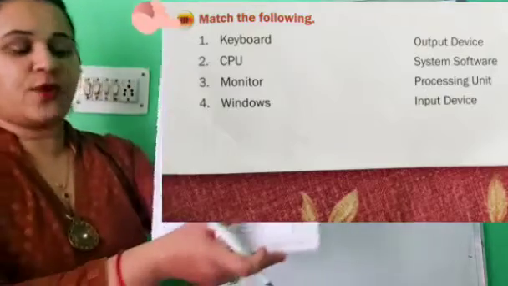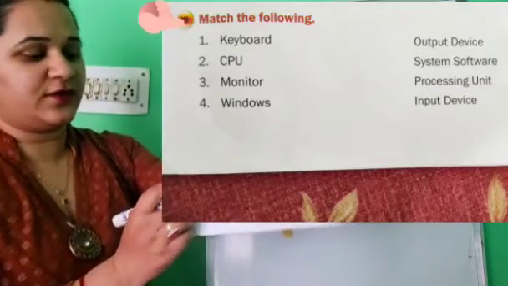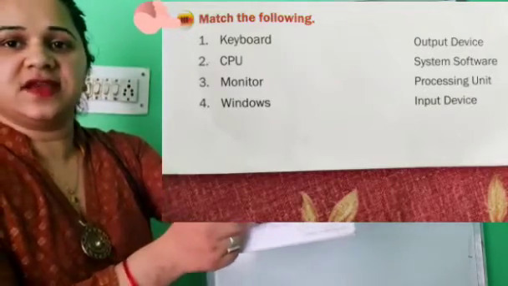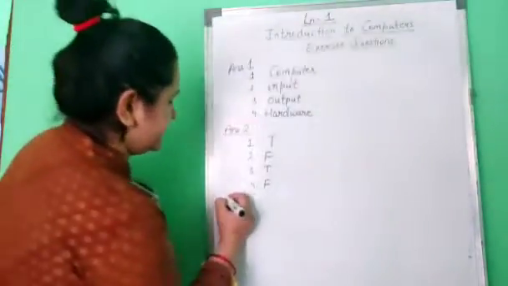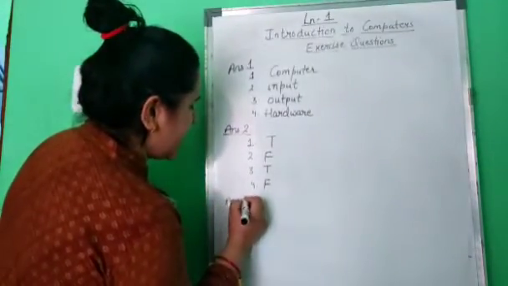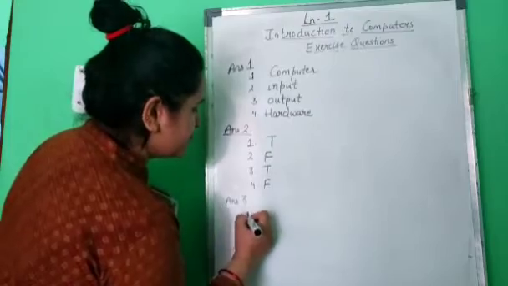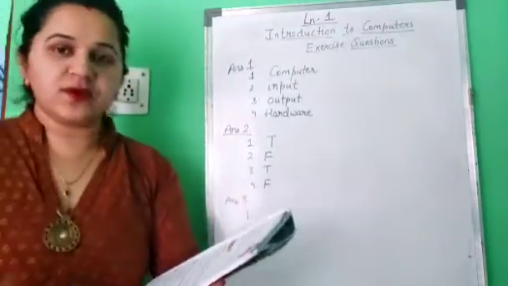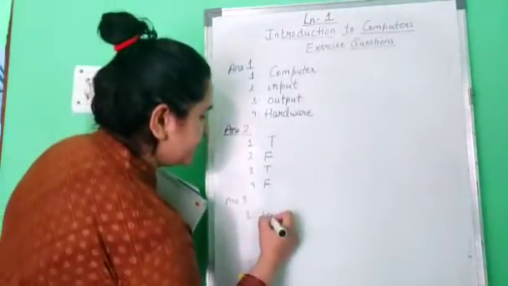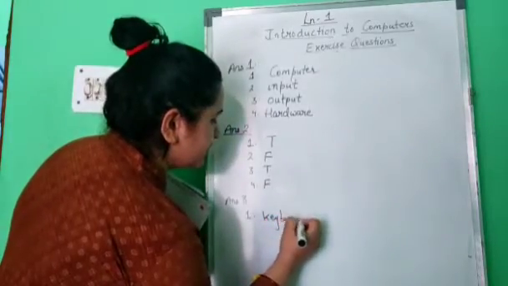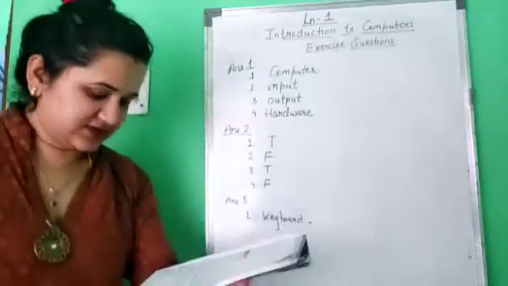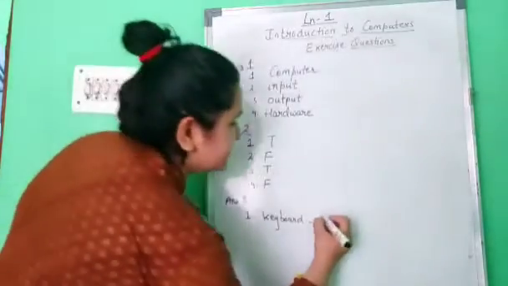See children, here 4 options are given over here. Okay, you have to find out the correct match, correct sentence, and then you have to match it. Here I am writing down the direct answer, but in book you have to match it. Okay, first one is keyboard. Keyboard is what, children? Yes, it is an input device.